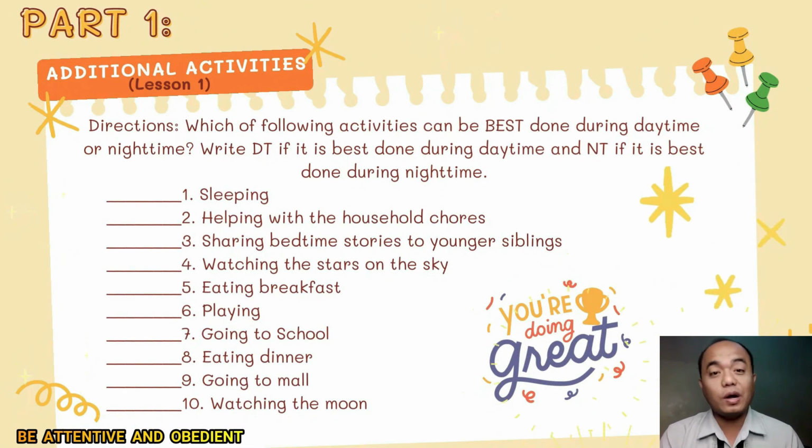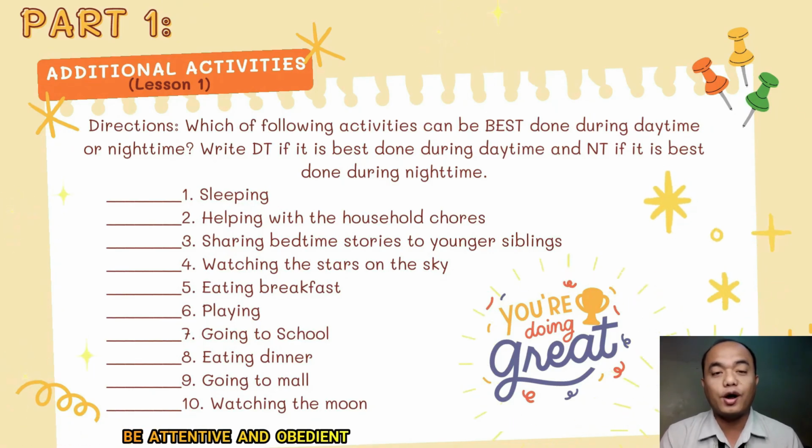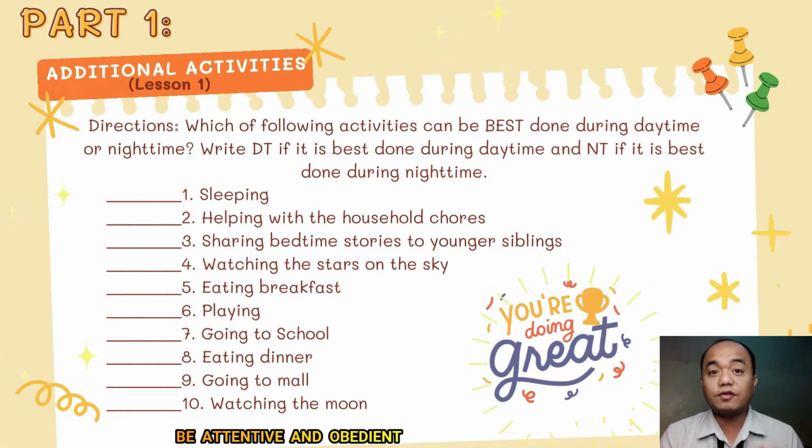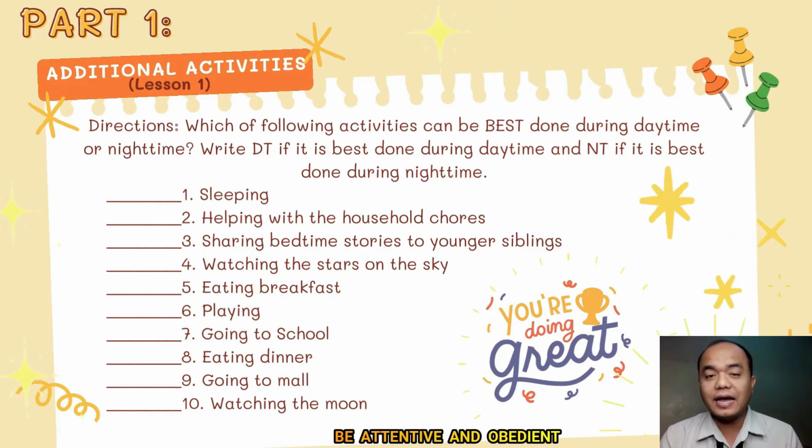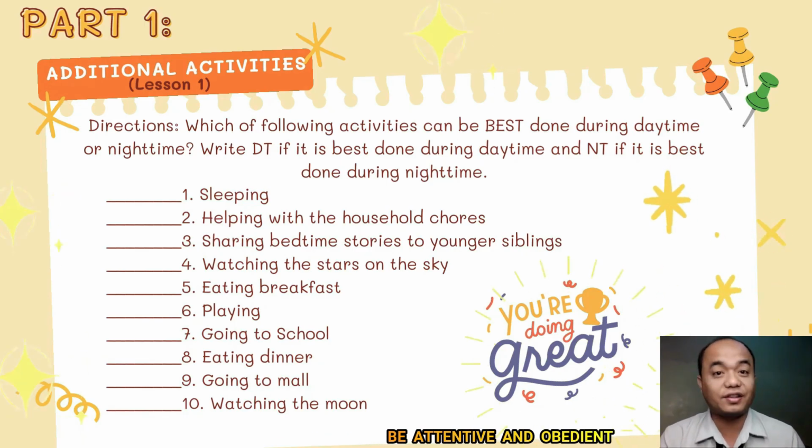Again, this is part 1 of your assignment, the additional activities part of your module. You have to write this on your 1/2 sheet of paper, cut crosswise. Copy this and answer it on your 1/2 sheet. Understood?